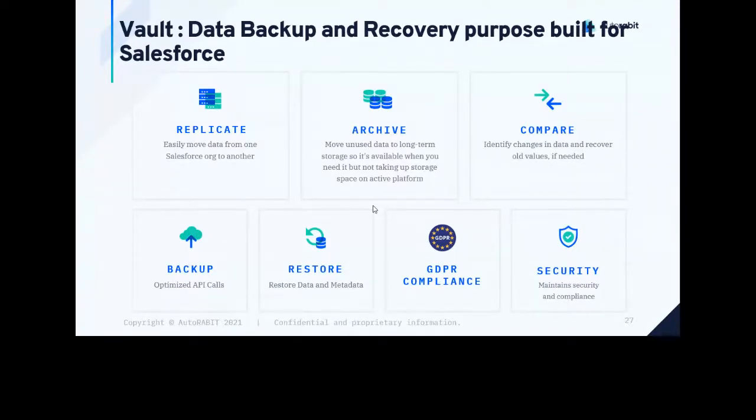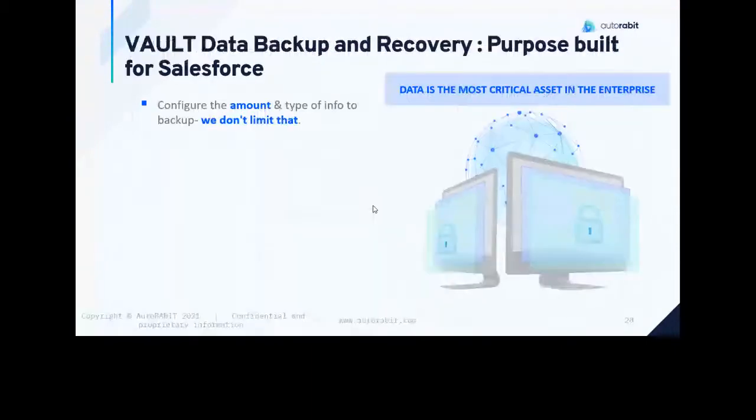You can archive a particular Salesforce org so that you can save space on that org. Then comparison between two different historical backups, as well as one historical backup with your live org. So all these are some of the modules of Vault.